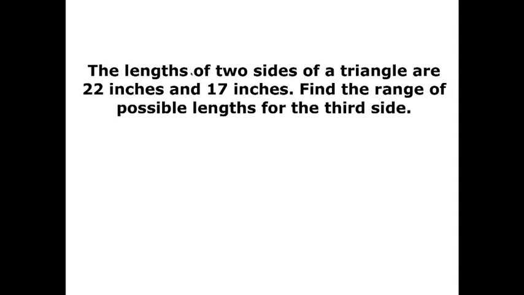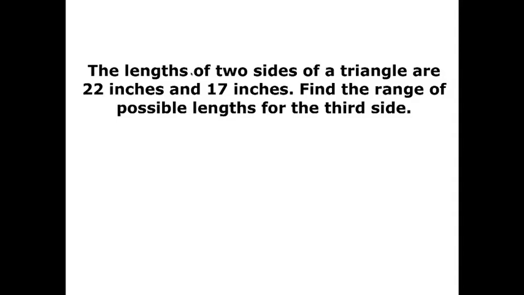So let's take this one. Again, I don't have to write all this down. I don't have to do 3 equations. I see the 2 sides they gave me. I'm going to subtract them, and I'm going to add them. When I subtract 22 and 17, I get 5. When I add 22 and 17, I get 39. So I'm telling you right now, the range is going to be between 5 and 39.